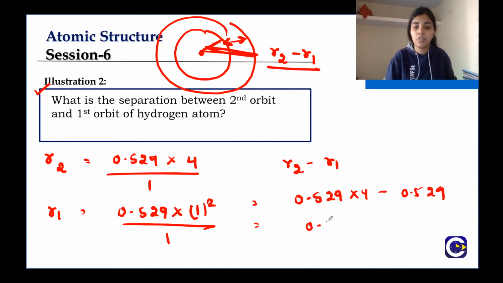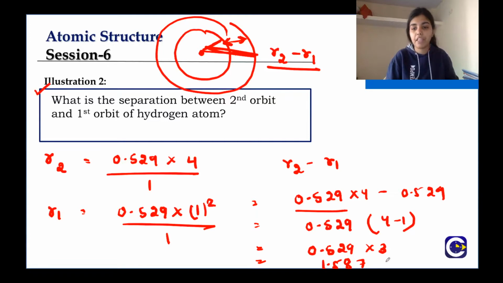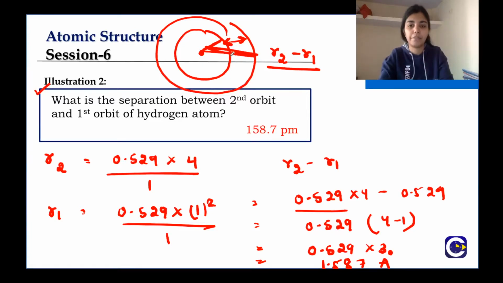So this becomes equal to 0.529 into 4 minus 1, that will be equal to what? 3, taking out 0.529 as common. So this will become equal to 0.529 into 3, right? This will become equal to, 9 3s are 27, 2 here, 3 2s are 6, 8, then 3 5s are 15, 1.587 angstrom. Right? So this is the distance between the second orbit and the first orbit of hydrogen atom.